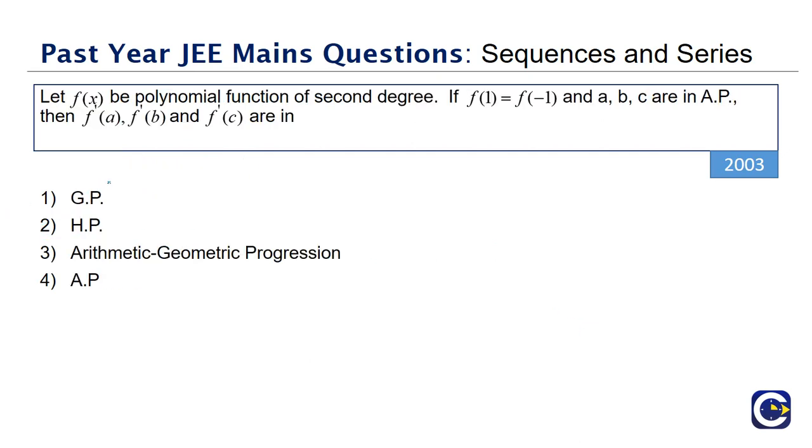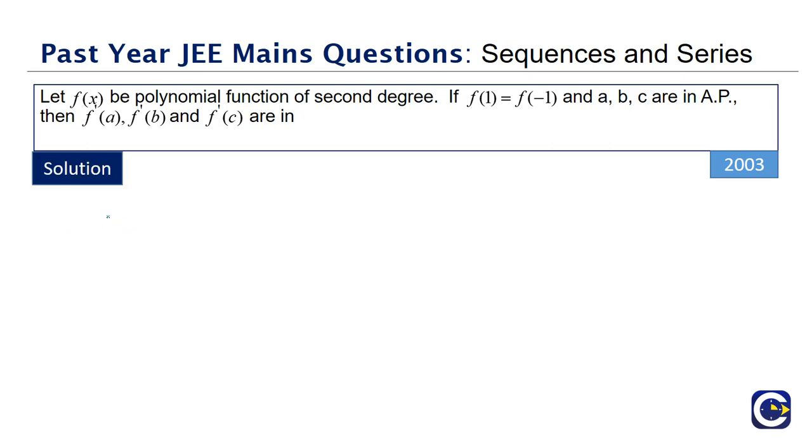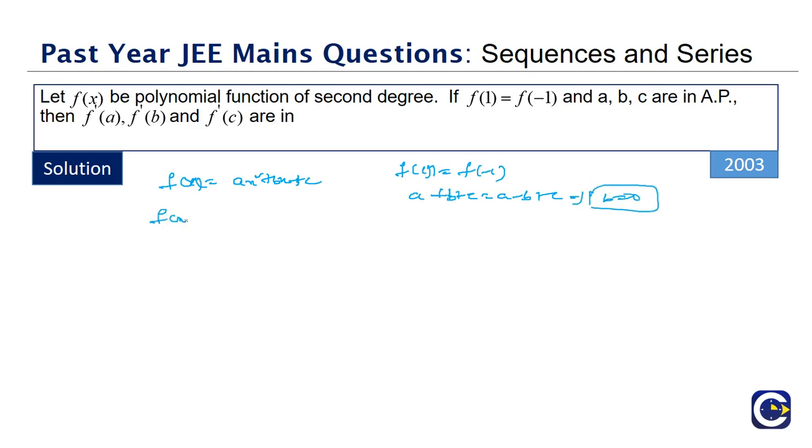So f of x be a polynomial of second degree. If f of 1 is equal to f of minus 1 and a, b, c are in AP, then f dash of a, f dash of b and f dash of c are in GP, HP, AGP or AP. So first, f of x is equal to ax square plus bx plus c, which is the general form of a second degree polynomial. Given f of 1 is equal to f of minus 1, so a plus b plus c is equal to a minus b plus c, which implies b is equal to 0. So the final quadratic equation will become ax square plus c.